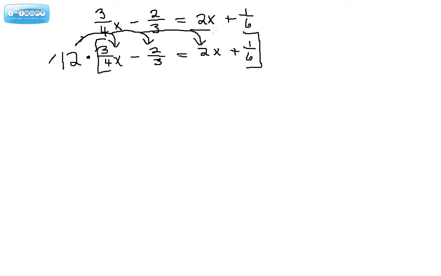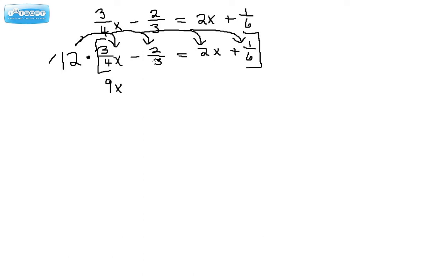And you can do this several ways. You can do it in a calculator. Another way of doing it is to actually divide the denominator 4 into 12. And 4 goes into 12 3 times. 3 times 3 is 9. And then the x stays there.